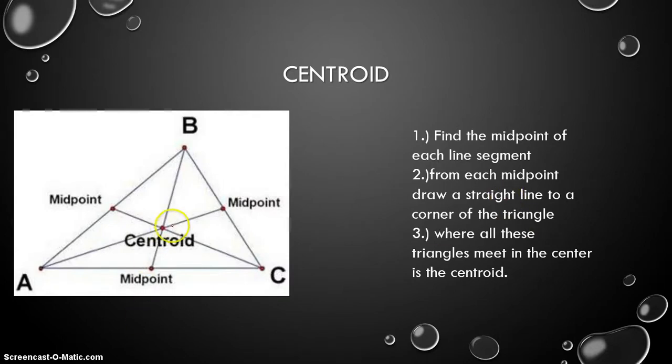And then the centroid. Centroid is this dandy little guy in the middle of a triangle right there. Well, how do you find a centroid? Well, using your handy-dandy compass, you find the midpoint of each line segment, and that is a lot of work. You gotta find the midpoint of BC, CA, and AB. And then once you find the midpoint of those, you connect that midpoint to a vertex. So the midpoint of AB connects to the vertex of angle C. And then where all of those lines meet in the center is the centroid.